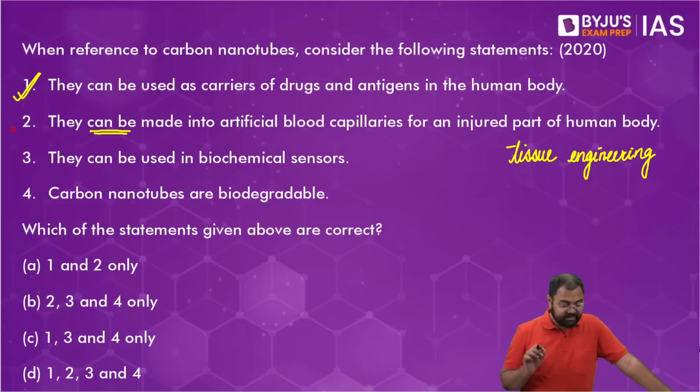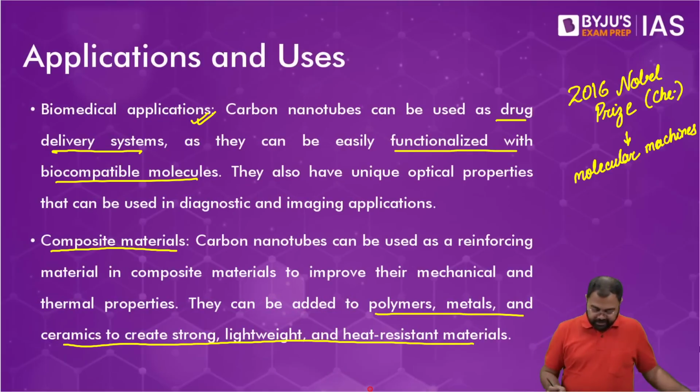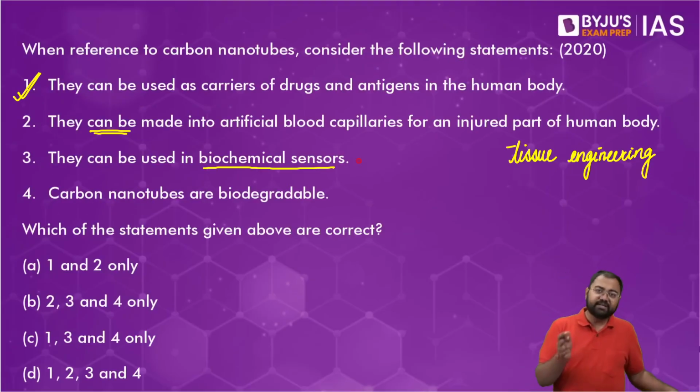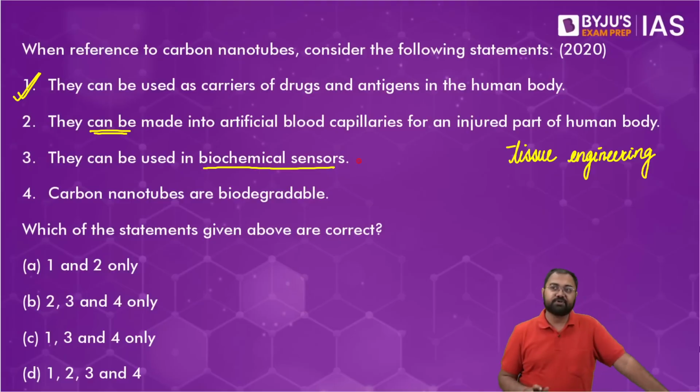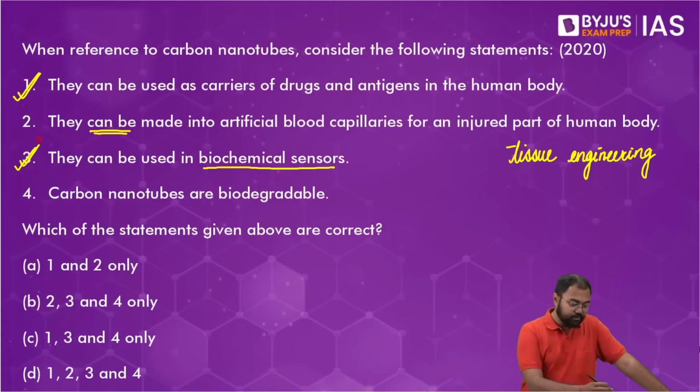Statement number 3. It says they can be used in biochemical sensors. Yes, they can be used in biochemical sensors. And as we just discussed here as well, they basically are biocompatible molecules, and that's why in making biochemical sensors they can be useful. And already it has been done. It has been done by a lot of different scientific institutions. For example, even NASA has made some of the biochemical sensors which make use of carbon nanotubes. So definitely correct.